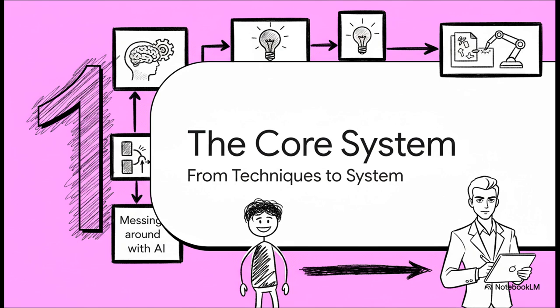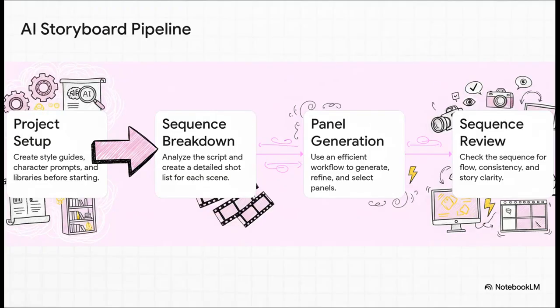All right, first things first, the core system. You know, the real secret to moving past just goofing around with AI and getting consistent professional results is all about building a structured pipeline. Honestly, this is what separates the hobbyists from the pros. Okay, so here's the pipeline from a 30,000-foot view. You've got project setup, sequence breakdown, panel generation, and finally sequence review.